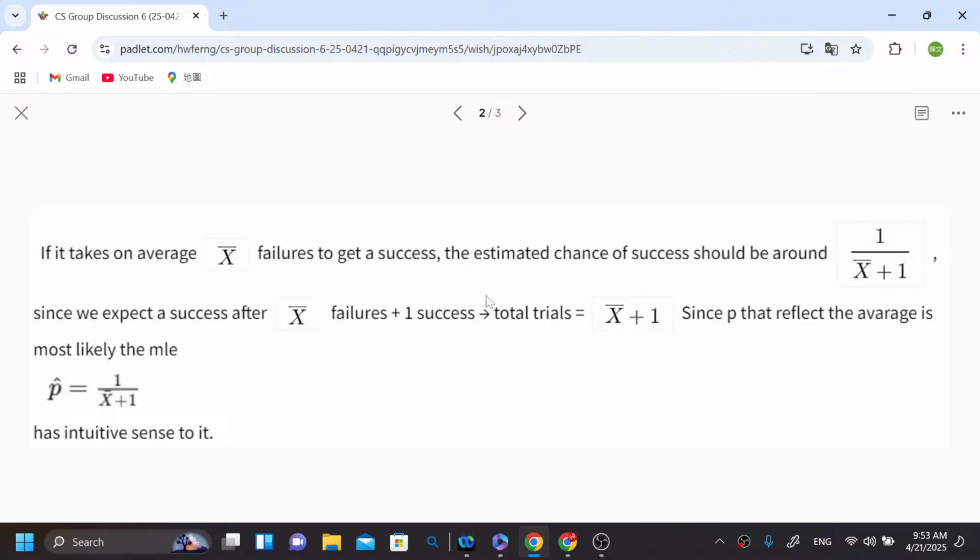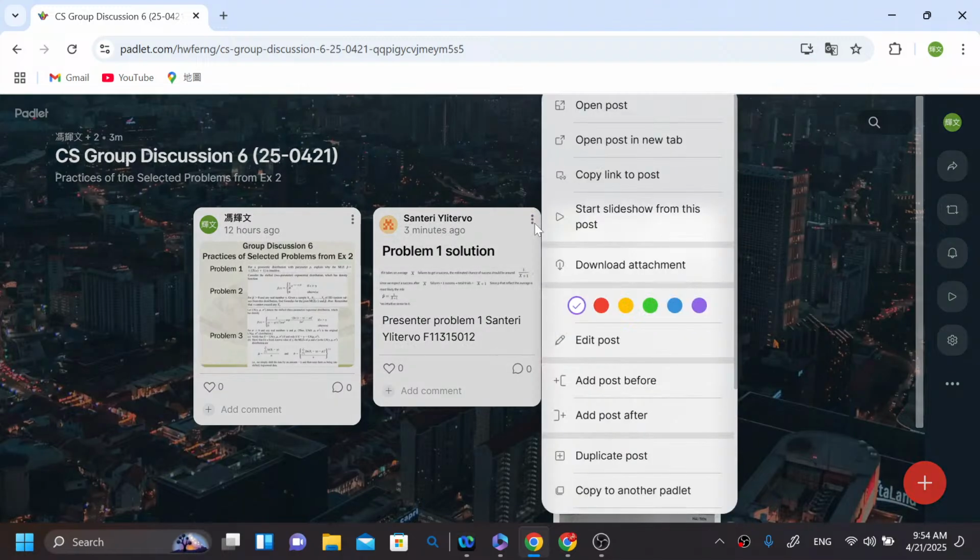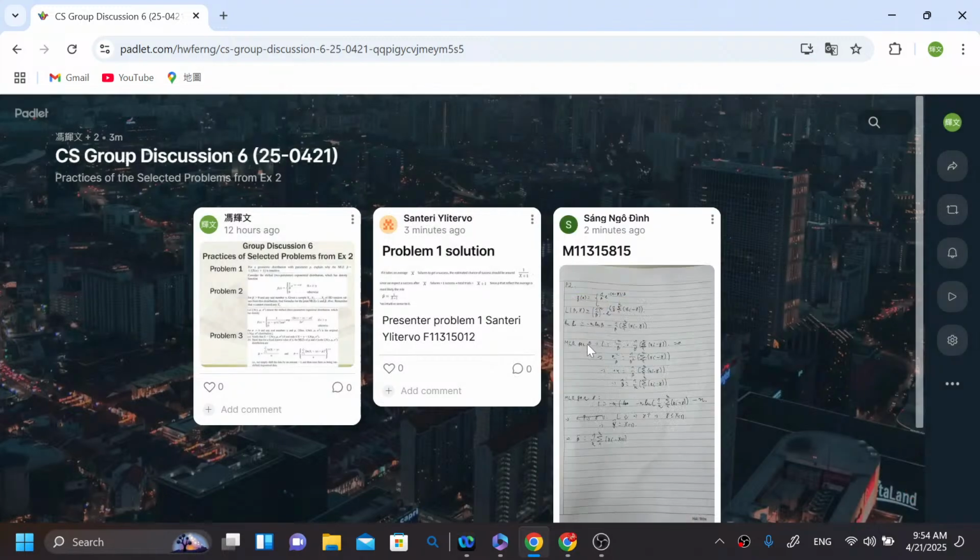So, Sandri tried to give an interpretation, right? So we can have 1 time over the number of trials. He tried to use this way, correct or not correct. You can take it for reference. So, Sandri, let me try how to edit the post.